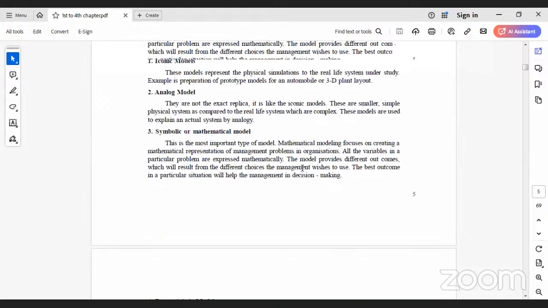Sorry, Komal, this is the important mathematical model. Mathematical modeling focuses on creating a mathematical representation of management problems in an organization. So one problem is expressed mathematically. The model provides different outcomes from different choices of the management. The best outcome in a situation will help the management in decision making.